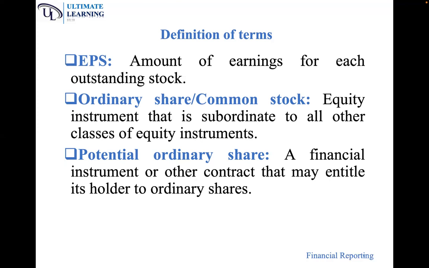What do we mean by subordinate? Which means when it comes to paying dividends, they are paid last. They are considered last, but the advantage they have is that if the business is performing well, all that remains at last goes to ordinary shareholders. So what is an ordinary share? It's an equity instrument that is subordinate to all other classes of equity instruments.